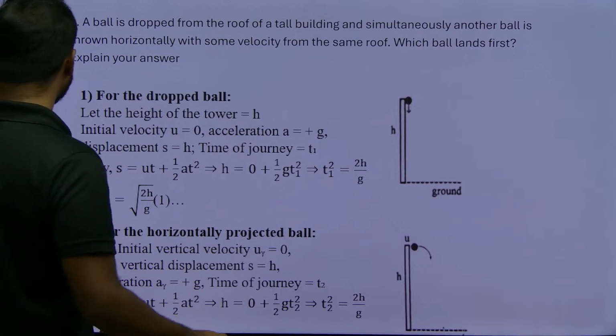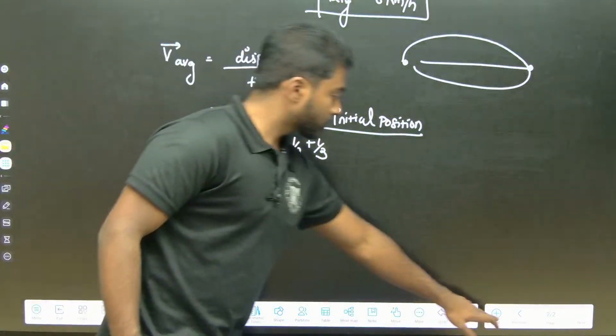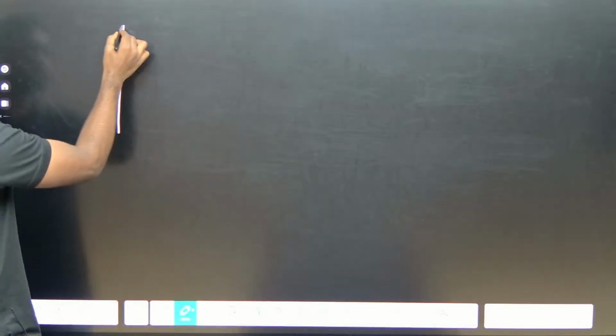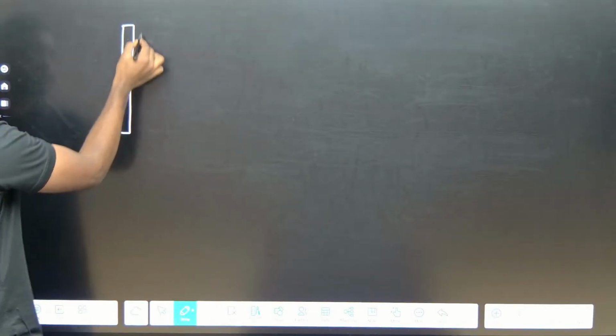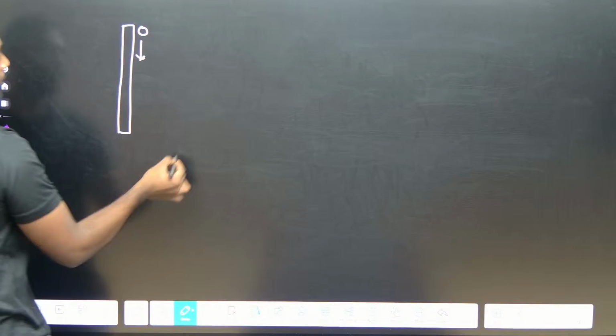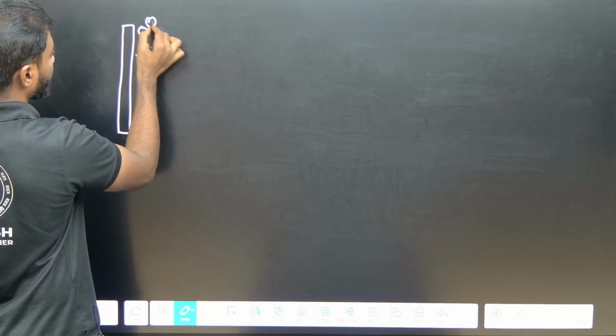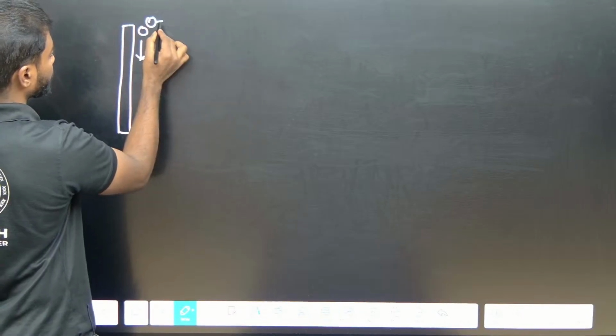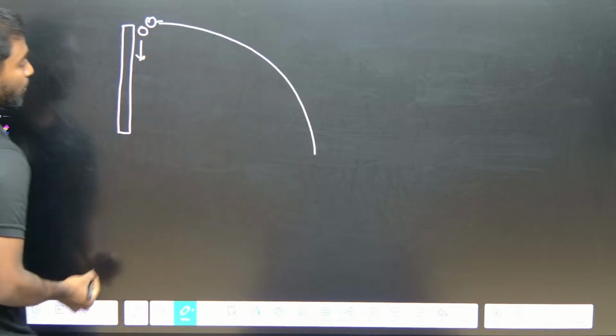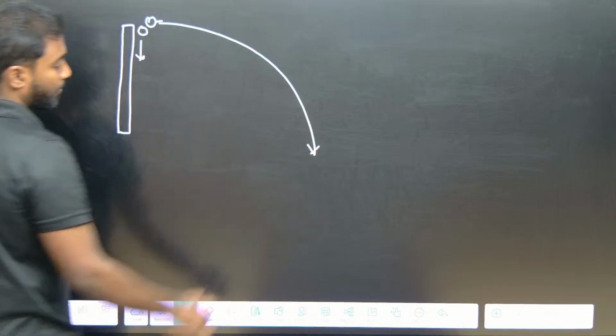Okay, we'll see the answer now. Now there is a building. I am leaving the ball like this. So another condition, they have said that I am throwing the ball like this. It's going like this. Okay. So I need to find what is the time taken.